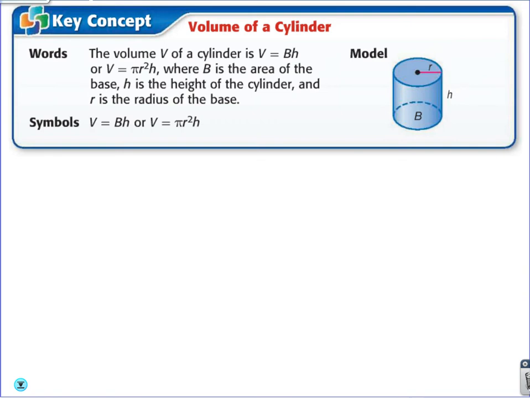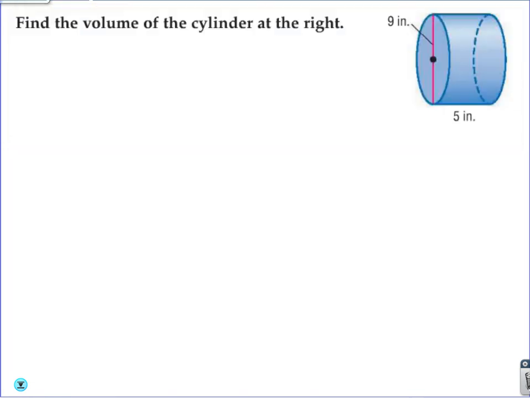I've already told you this. Find the volume of a cylinder. Hey, look, the top and bottoms are the same. Find the area of the base, multiply times how tall it is. That's it. So let's work one of these problems and then we'll probably stop for today. Find the volume of the cylinder at the right. Everybody understands this is not sitting on its base.